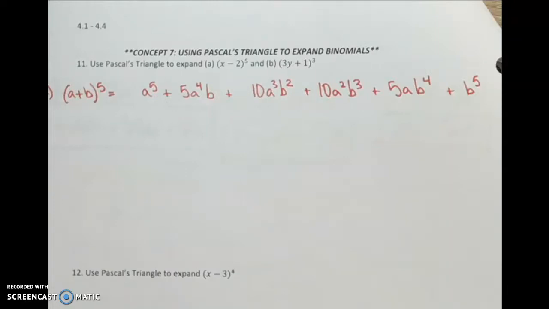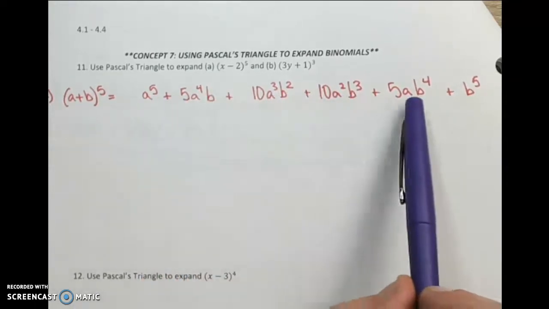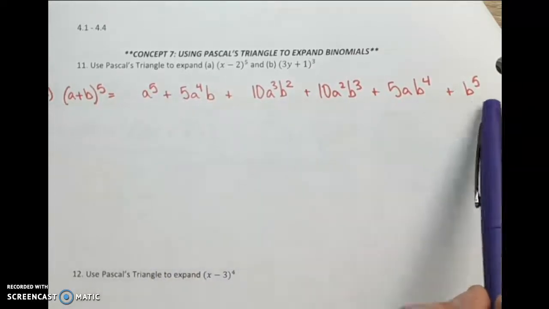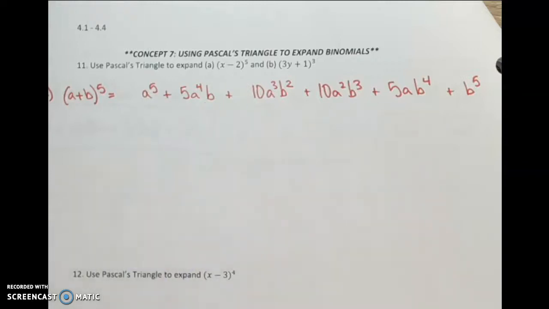And I basically write that out first. You can just copy it from your notes on the other page. I'm trying to get that exponent to go 5, 4, 3, 2, 1, 0, and then the other way 0, 1, 2, 3, 4, 5. And then you'll know those numbers eventually as you work through them, but it goes 1, 5, 10, 10, 5, 1.